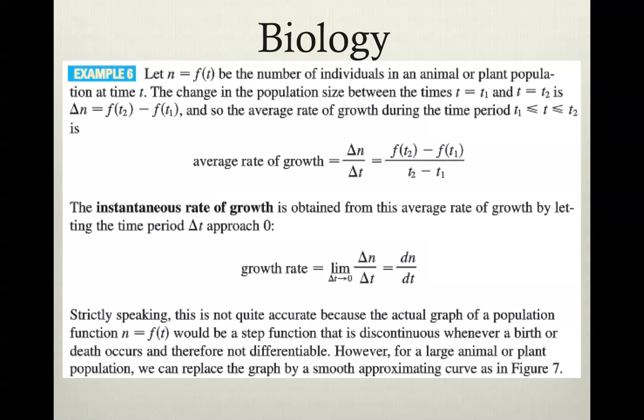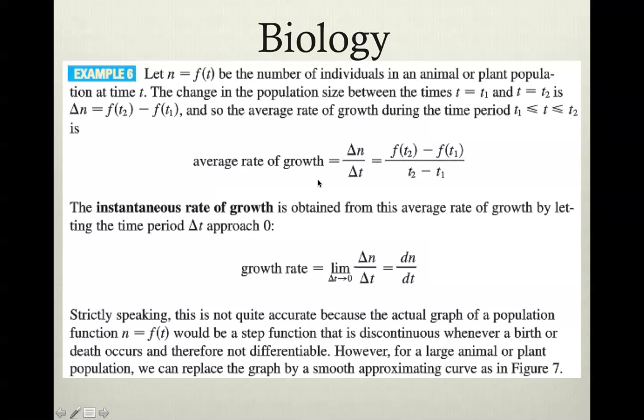Let n equal f of t be the number of individuals in an animal or plant population at time t. So the change in this population at times t1 and t2 is represented by the change in n, f of t2 minus f of t1. The average rate of growth can be represented by this formula below that we have previously covered in chapters 2.7 and 2.8, I think, and also earlier in this PowerPoint.